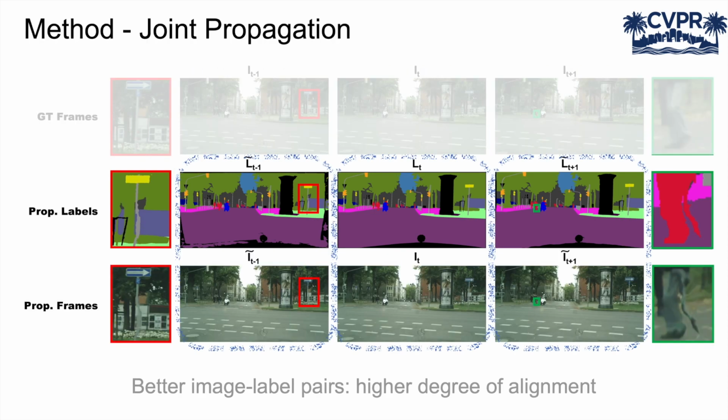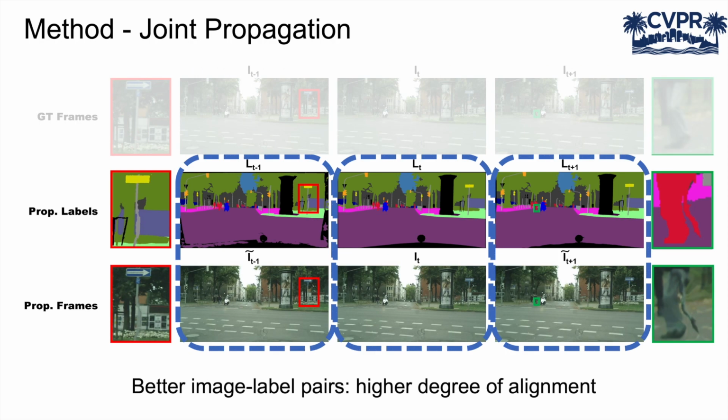In order to obtain more accurately aligned image label pairs, we propose joint propagation. Instead of using ground truth video frames, we use propagated frames. Although the propagated frames might not look as realistic as the ground truth frames, they match perfectly with the propagated labels. This simple strategy is important to learn an accurate model since semantic segmentation is a dense per-pixel estimation problem.